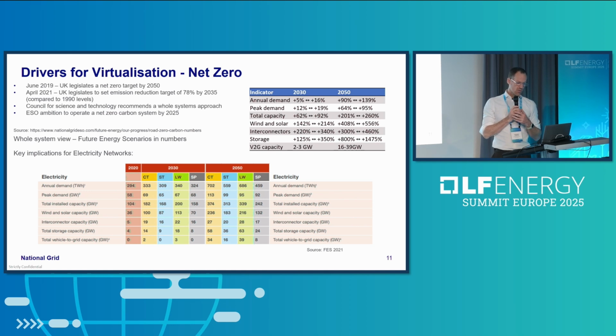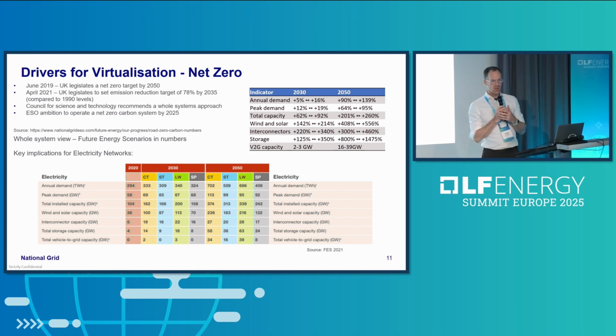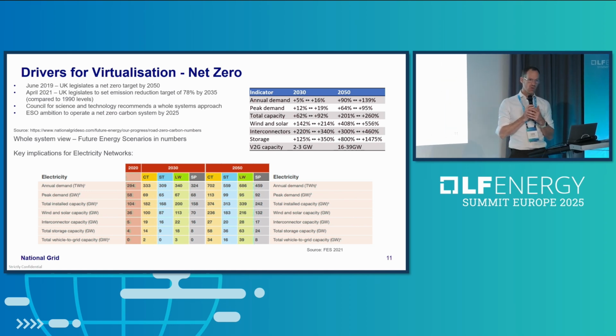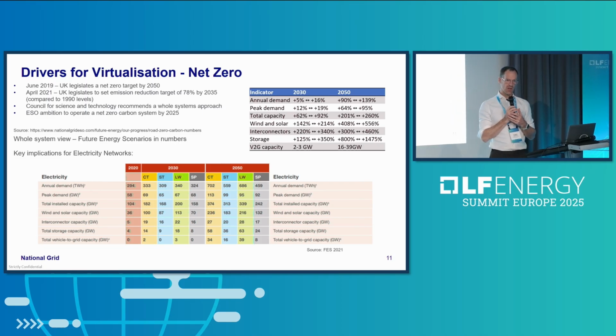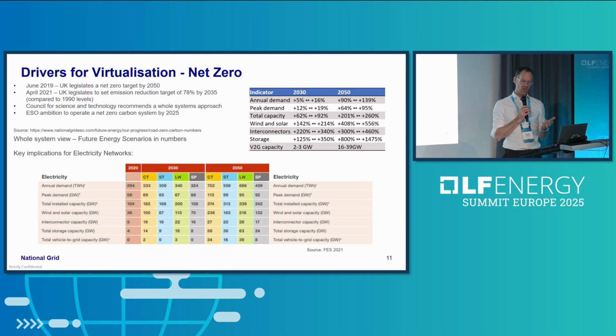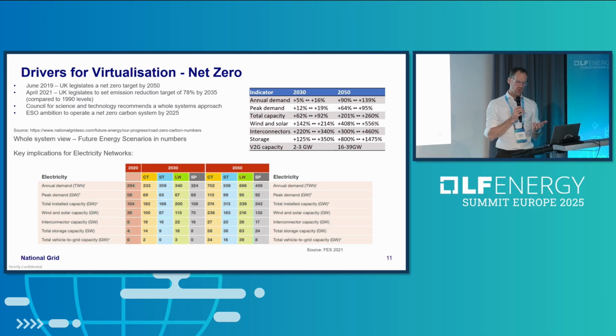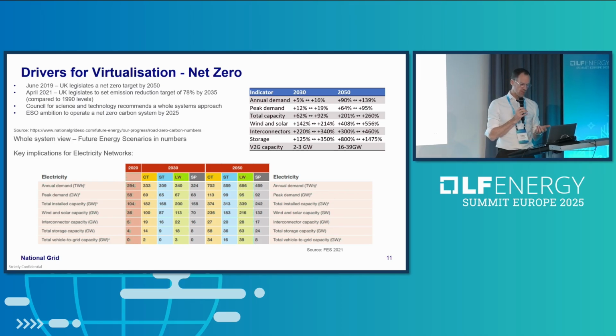Another key driver, why do we need to change what we do? We can't deliver what we need to deliver for net zero just by carrying on as we do now. If you look at our 2050 net zero commitments at the top right, the growth figures are eye-watering, and the current supply chain and our in-house capability can't grow at that rate. So we need to do something a little bit different.